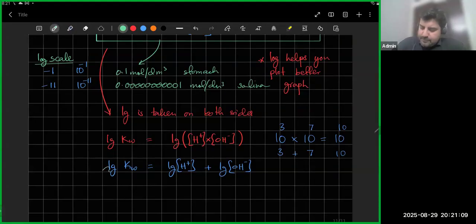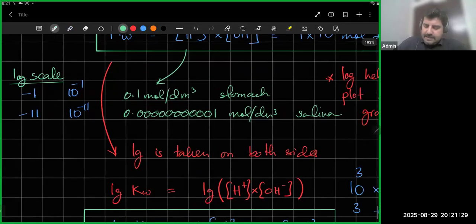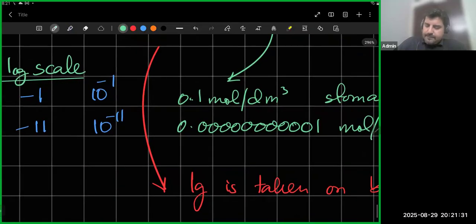And I'm going to multiply both sides by a negative sign. Yeah, I just multiplied both sides by -1. And I'm going to tell you the reason for that. Minus से क्यों multiply कर रहे हैं? Remember this. The purpose of the log scale is to basically plot a graph.